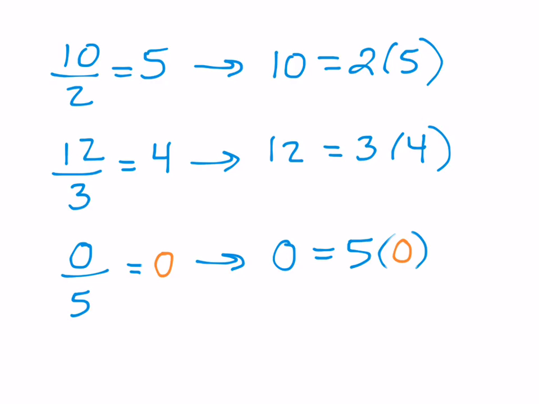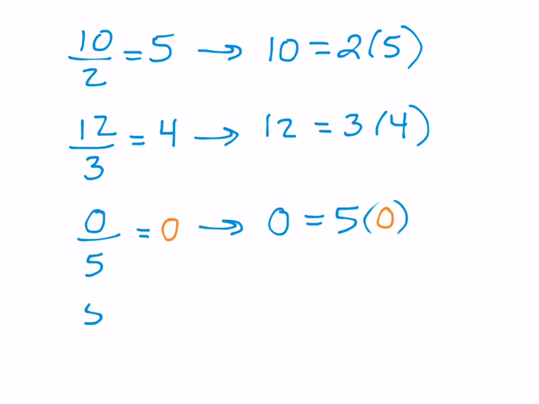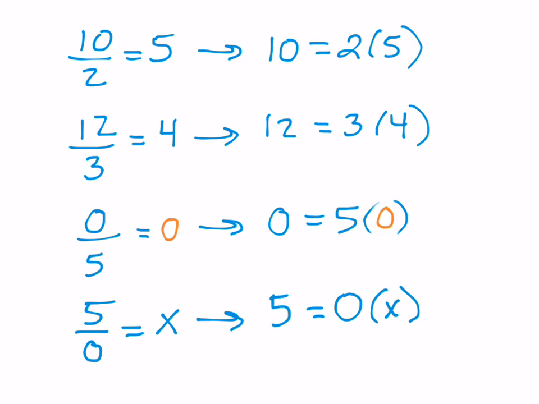Now let's say we reverse that, and let's consider 5 divided by 0 equals x. So now the related multiplication fact would be 5 equals 0 times x. So now what number can x be? Well, we're really asking 0 times what equals 5. And we do know for real numbers that 0 times anything is going to equal 0, not 5. So there is no solution to this, so therefore 5 divided by 0 is not a real number.